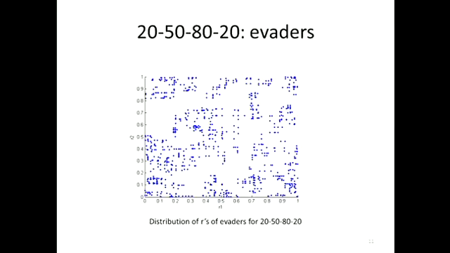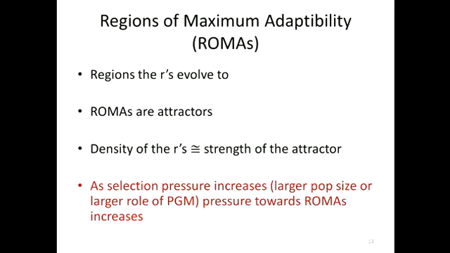You can do further experiments like that. Conclusion from those experiments, which I won't go through now, is that as selection pressure increases, the pressure to go to those ROMAs for the parameters of your genotype-phenotype mapping is higher. And high selection pressure in this simple model is when you have a large population size, because then you move slower, or when you use a lot of the genotype-phenotype mapping, so a lot of growing and a lot of pregnancy time. I'll go through this.